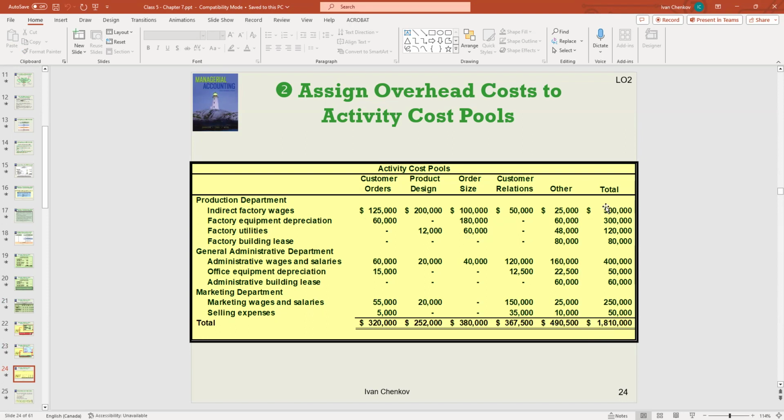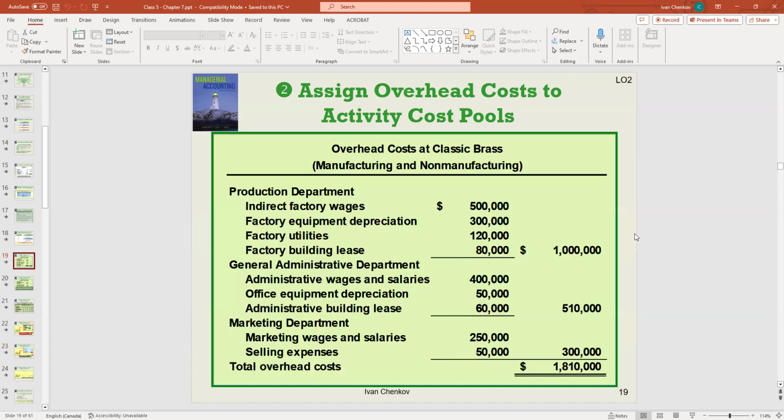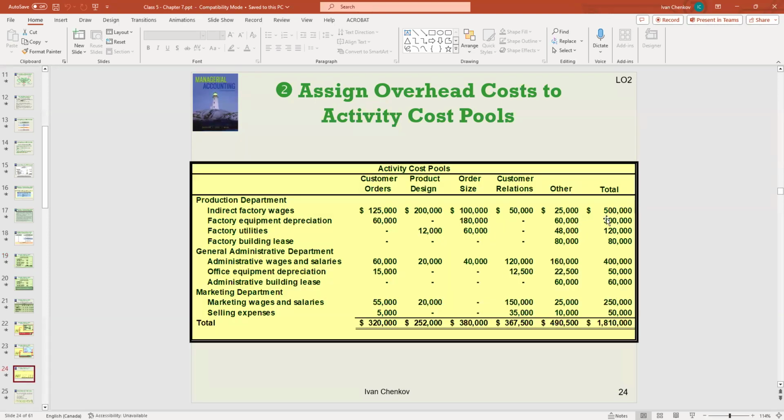Again, the total cost here, you're going to see the totals from this report. We're not changing the totals. We're just allocating the totals based on the activity. Once I allocate based on the activity, now I can see the total cost for that single activity. So the customer orders, because I have that activity in my company, cost me $320,000.